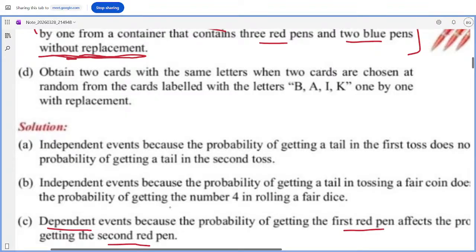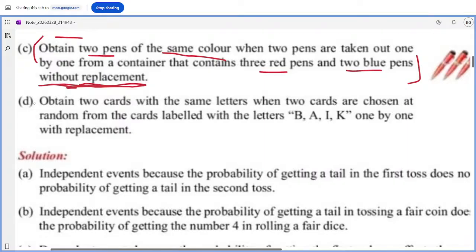Okay, in most cases, dependent events need to multiply and independent events use addition. Yes, correct, most cases. But of course you need to see the question first. Always based on the question, whether you times or plus. Alright, next one, part D.